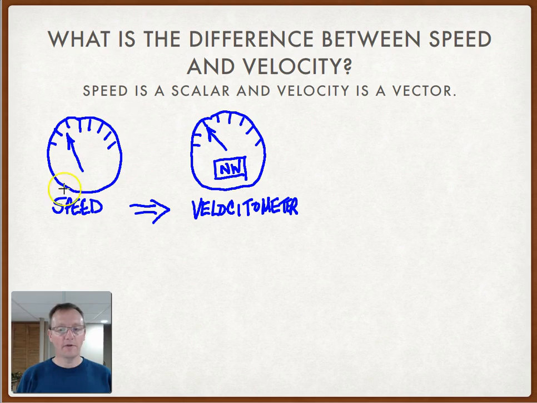So we say that we have a speedometer all the time, and so that's what people use. And even if they had this in your car, you'd still probably call it a speedometer, even though it's actually measuring the velocity, because it's giving you the speed and the direction together.